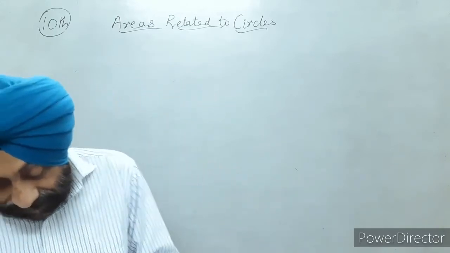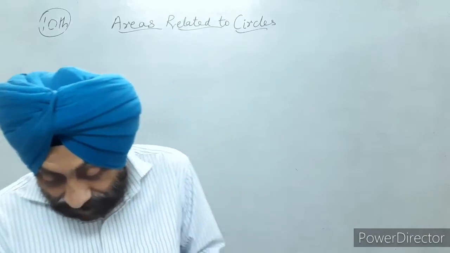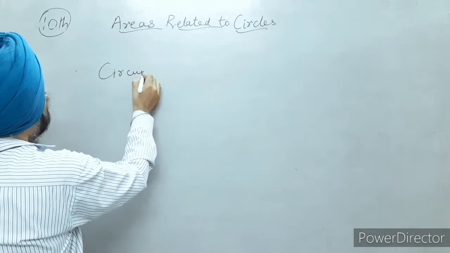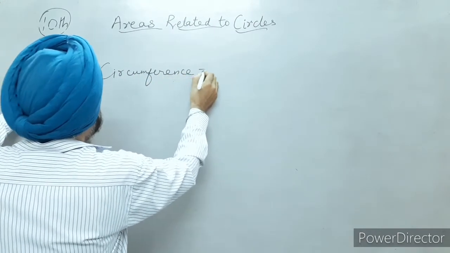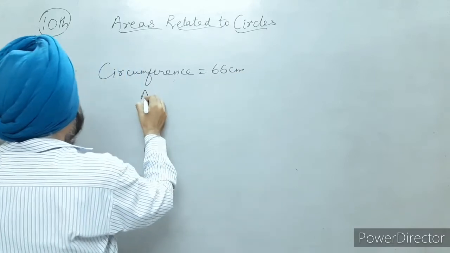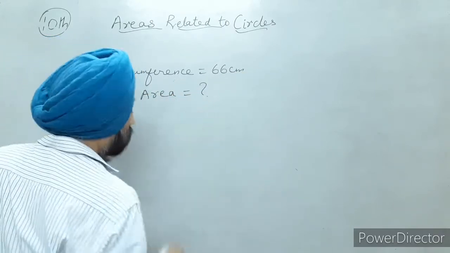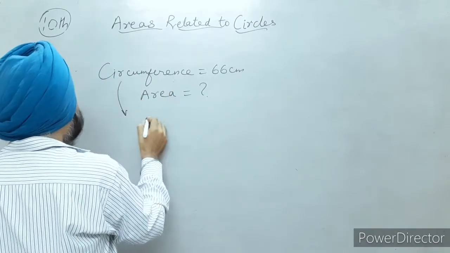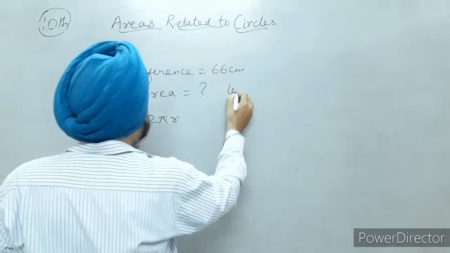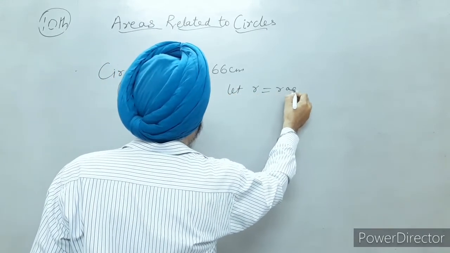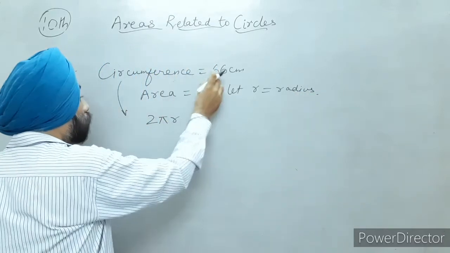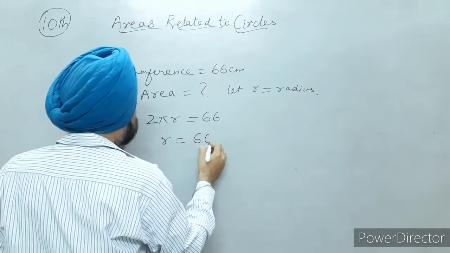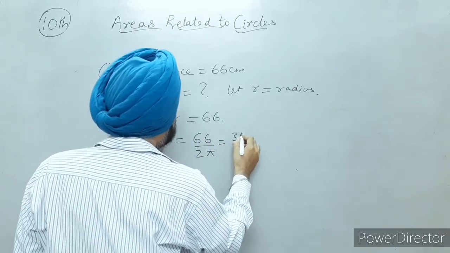Now, the very next question is, find the area of a circle whose circumference is 66 centimeter. The circumference is 66 centimeter. I need to find the area of the circle. Circumference is given to us, that is 2 pi r. Let r be the radius of the circle. Now 2 pi r is given to us as 66, right? So r equals 66 divided by 2 pi, that is 33 by pi.